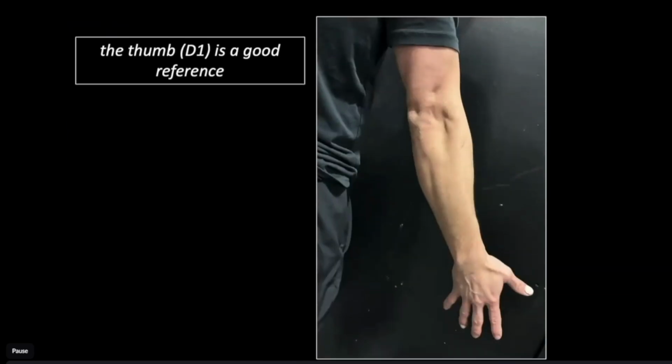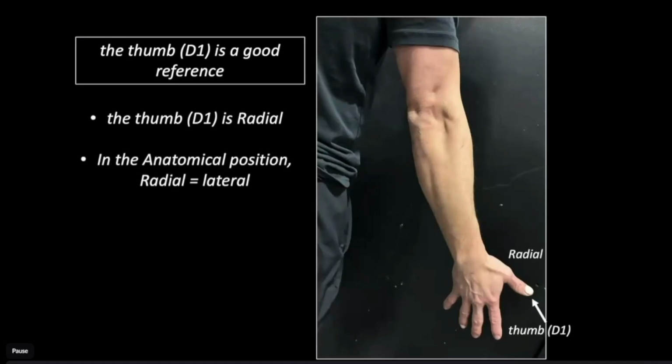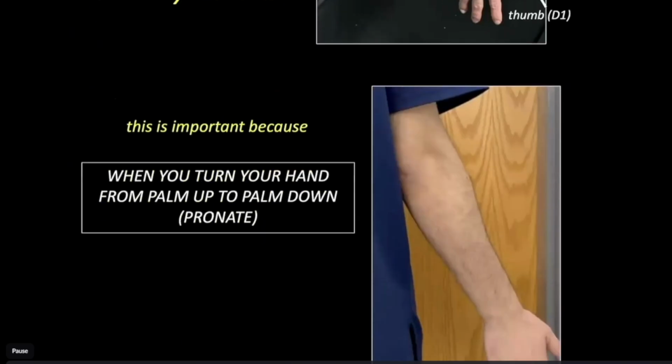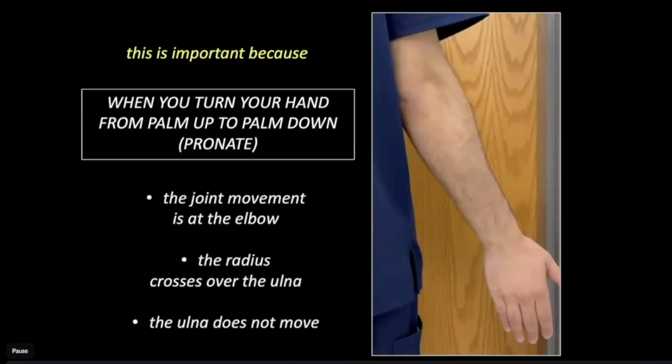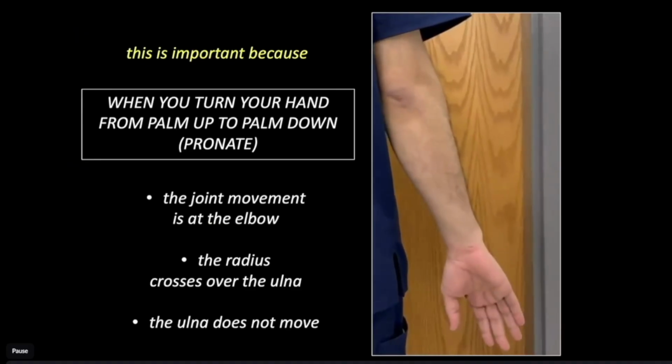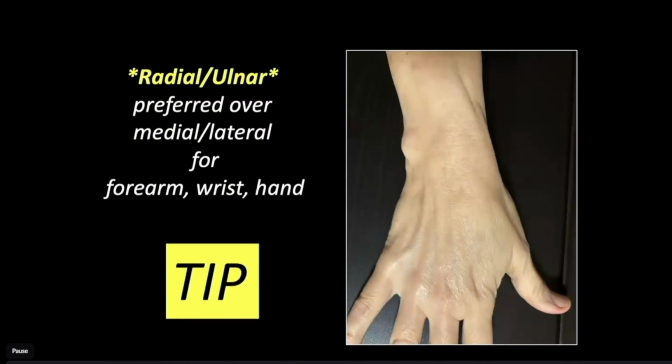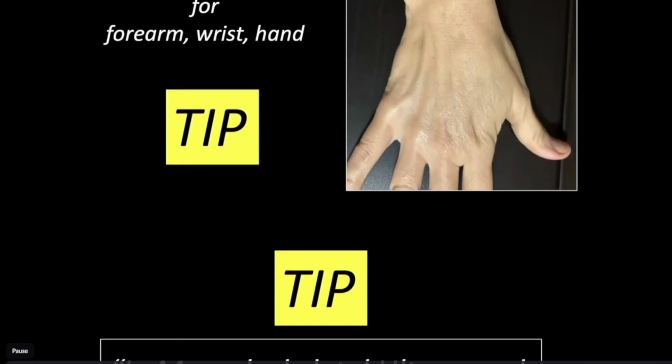Now, I want you to remember that the thumb is a good reference. The thumb is radial. In the anatomical position, radial is lateral. Therefore, the thumb is always lateral. And the reason I point this out is because when you turn your hand from palm up to palm down, you pronate. The joint movement is at the elbow. The radius crosses over the ulna, and the ulna does not move. But because of this, the thumb can be located either on one side or the other, which can be very confusing. Because of this, we suggest that you annotate your images, radial and ulnar, as opposed to medial and lateral.